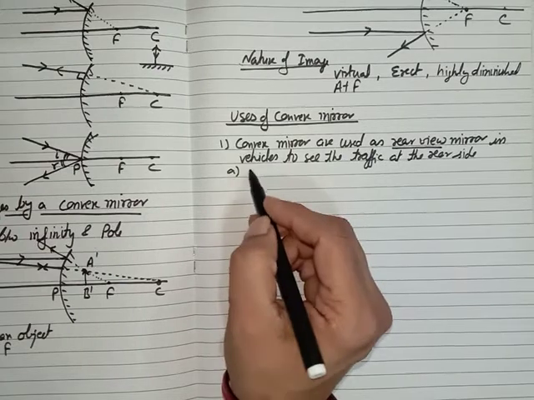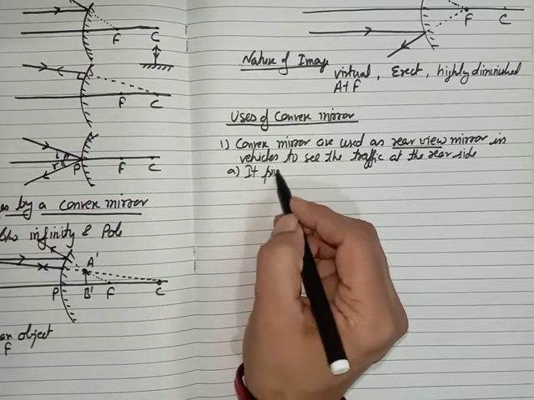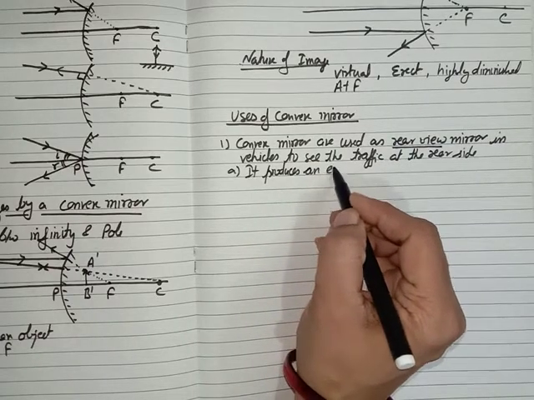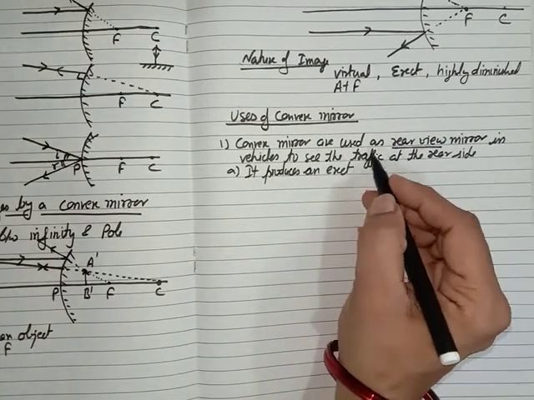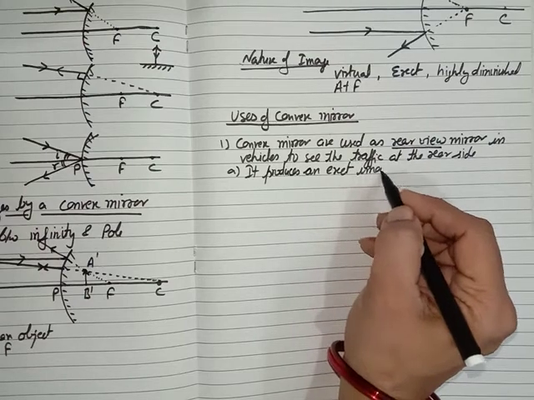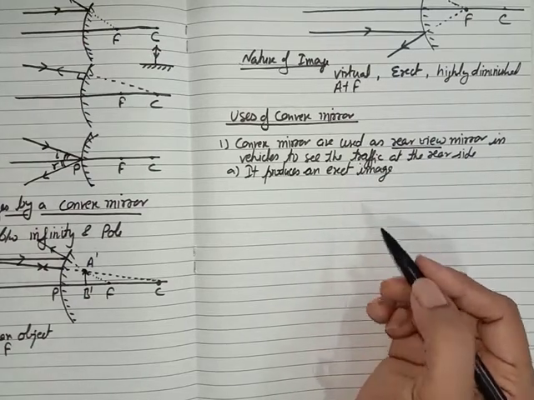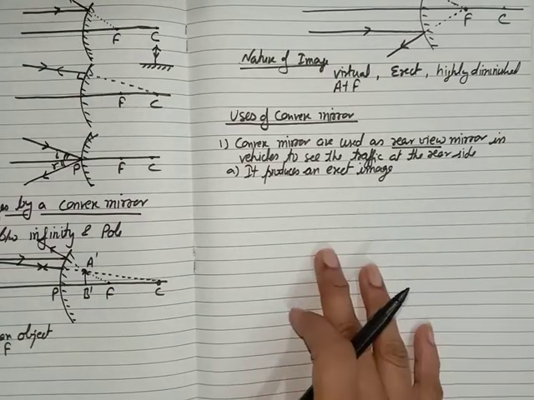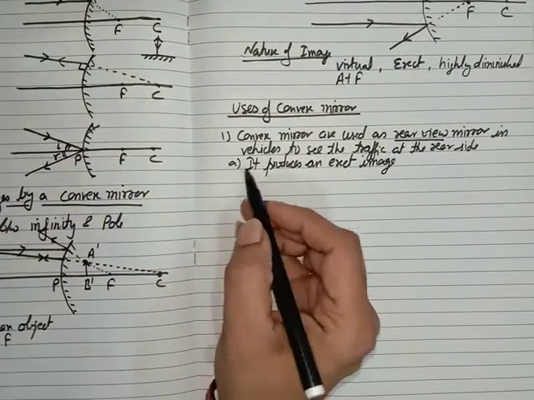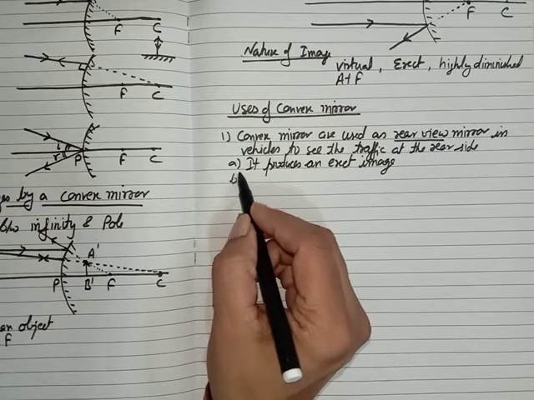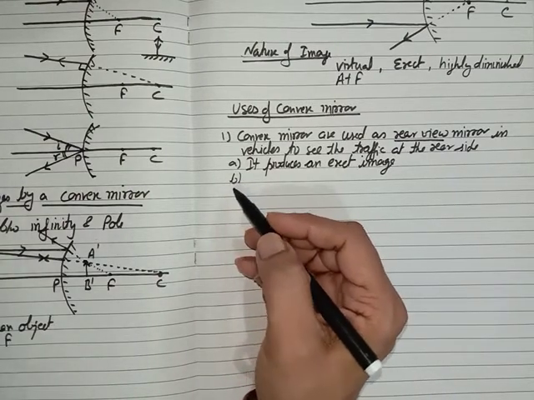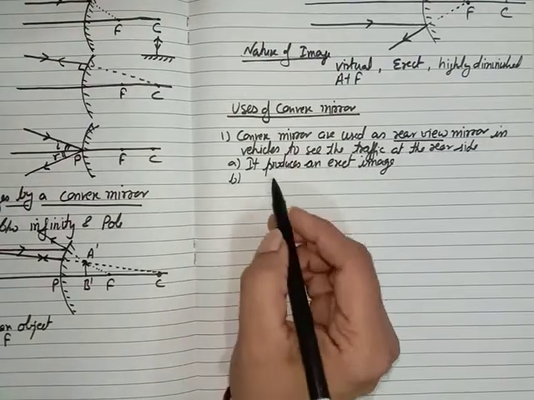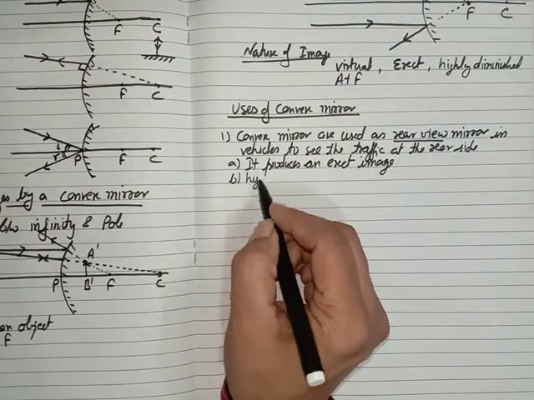First one, it produces an erect image. This is one reason. That's why the object which is behind you is always upright, not inverted. And the second reason why we use the convex mirror as a rear view mirror is that it always forms a highly diminished image.